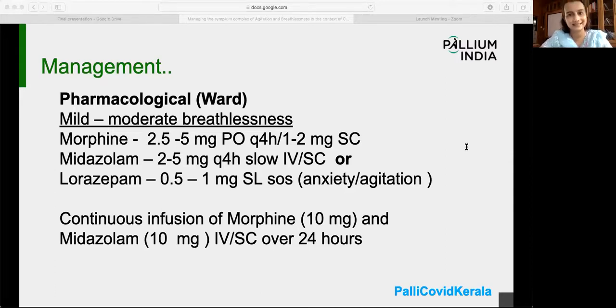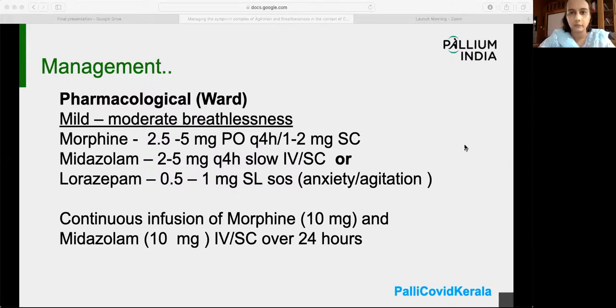Now, if the symptoms don't settle, we can start a continuous infusion. Or if there is a facility to start a continuous infusion, like a syringe pump or a drip set, we can start a continuous infusion with morphine 10 milligram and midazolam 10 milligram over 24 hours.